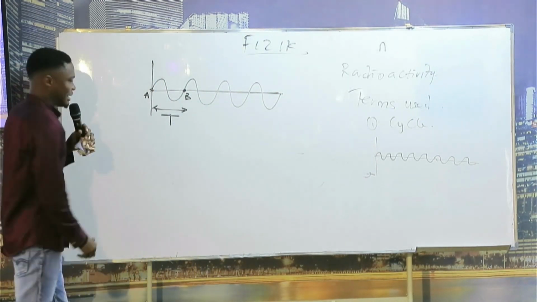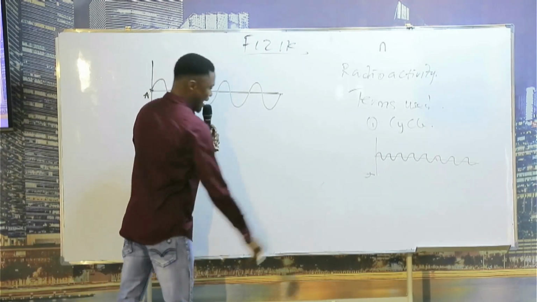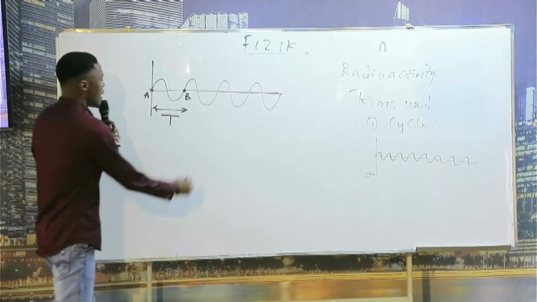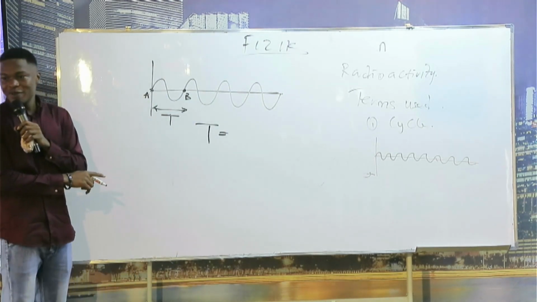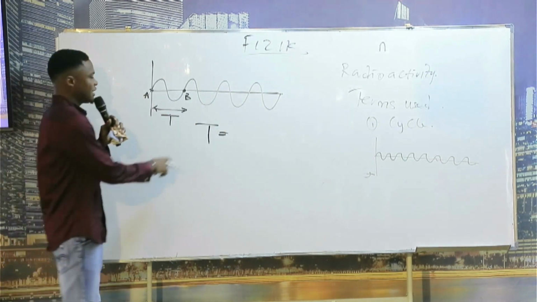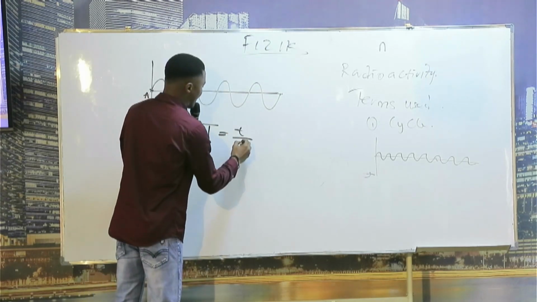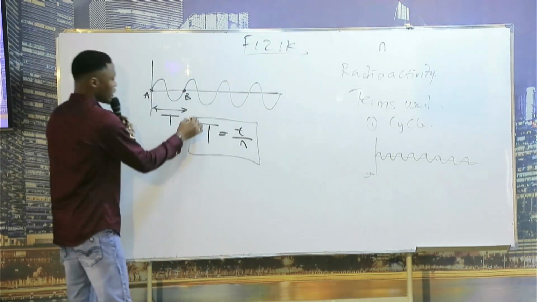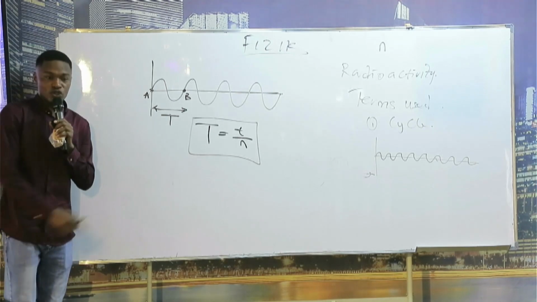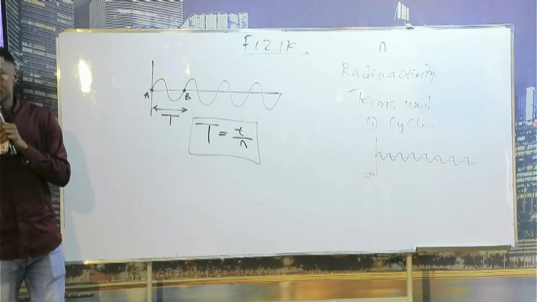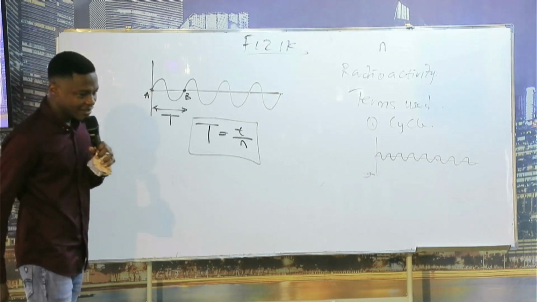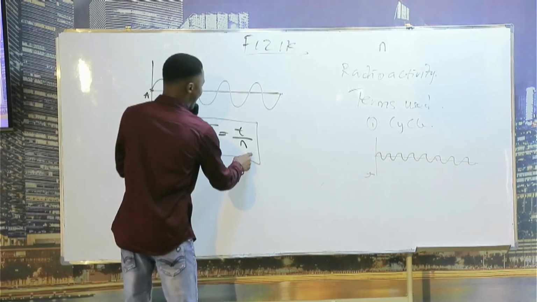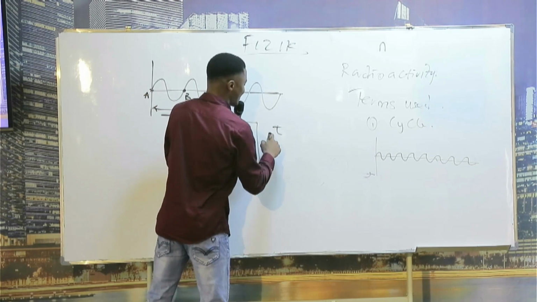Now, mathematically, big T is equal to small t over n. What does big T represent, class? Period. Big T is equal to small t over n on the board. Do you know what n is? What is n? Number of cycles. Good.